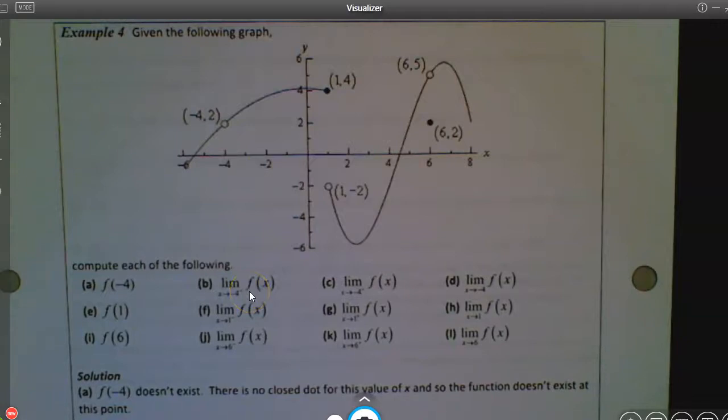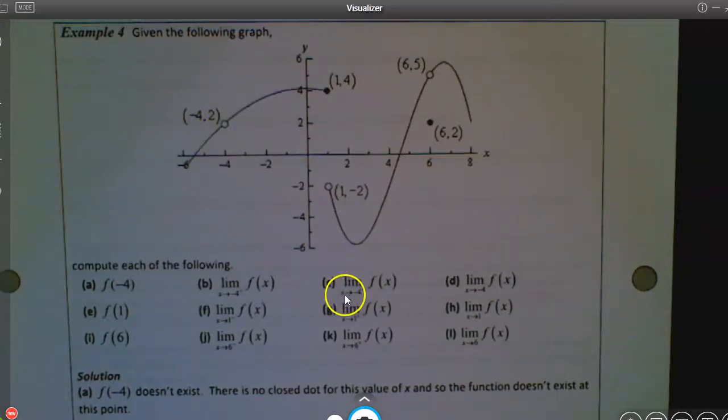I'm just going to go down the line to give you guys some ideas. So what is the limit as x approaches -4 from the left? Here's my value at -4. As I approach -4 from the left, you can see that the y-coordinate I'm approaching is 2. Even though f of -4 doesn't exist, the limit as x approaches -4 does exist. I'm getting closer and closer to a y value of 2, so that would be our limit.